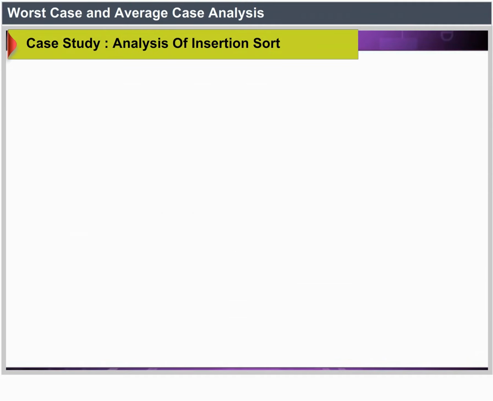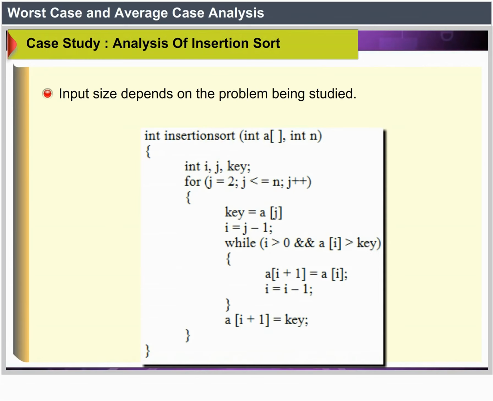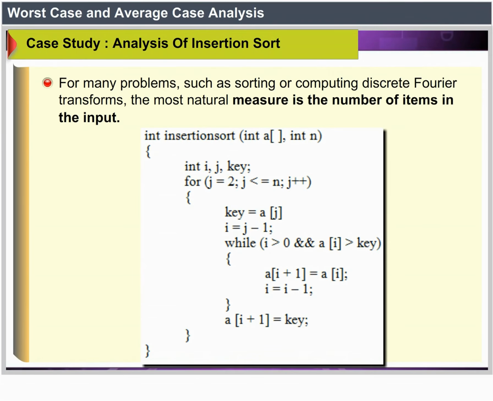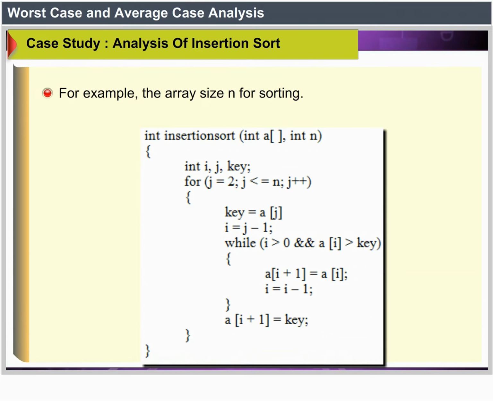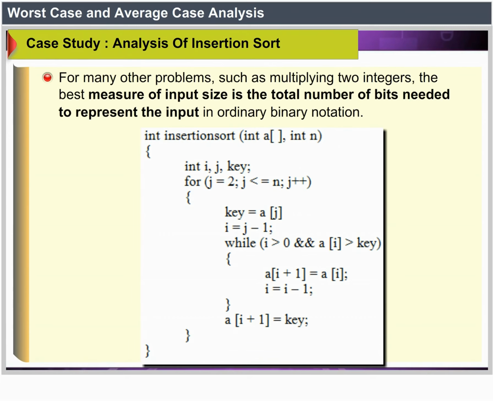Input size depends on the problem being studied. For many problems, such as sorting or computing discrete Fourier transforms, the most natural measure is the number of items in the input. For example, the array size n for sorting. For many other problems, such as multiplying two integers, the best measure of input size is the total number of bits needed to represent the input in ordinary binary notation.